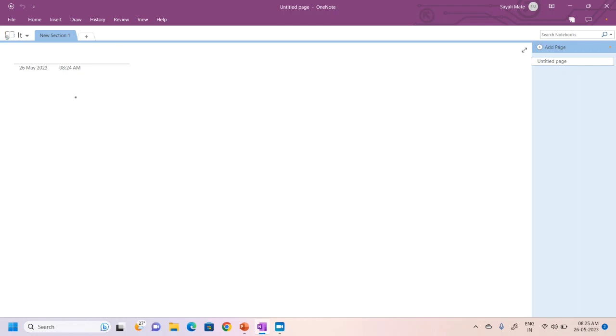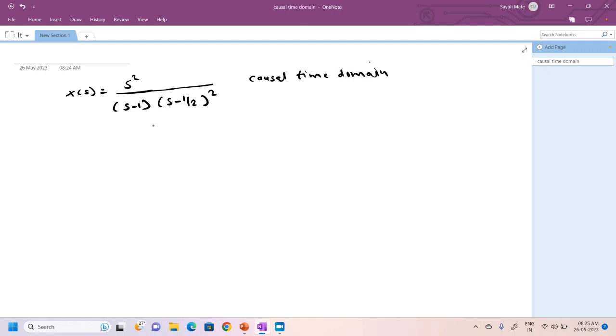So the example given is X(s) = s² / ((s − 1)(s − 1/2)²). And it is given that it is for a causal time domain signal. The meaning of a causal time domain signal is that you have to multiply the signal by u(t). Now first represent this in a standard PFE form.